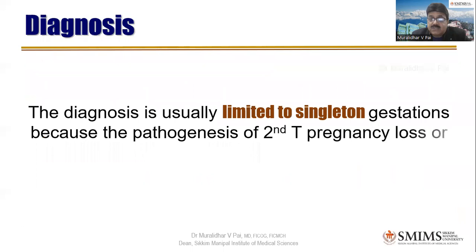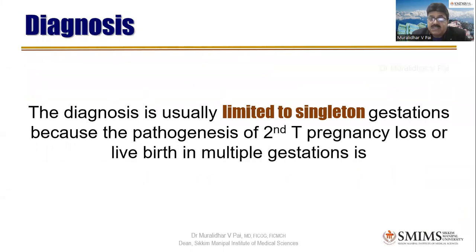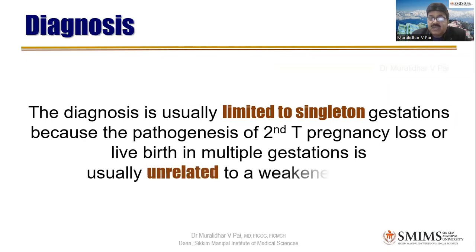Because the pathogenesis of second trimester pregnancy loss or live birth in multiple gestation is usually unrelated to a weakened cervix. It's a competent cervix which gets pressurized by additional intrauterine volume. So you can't blame the cervix in a multiple pregnancy for yielding. So there are different mechanisms.